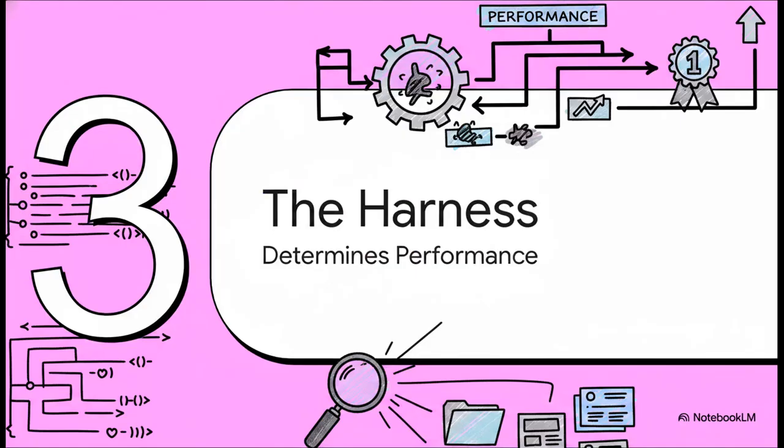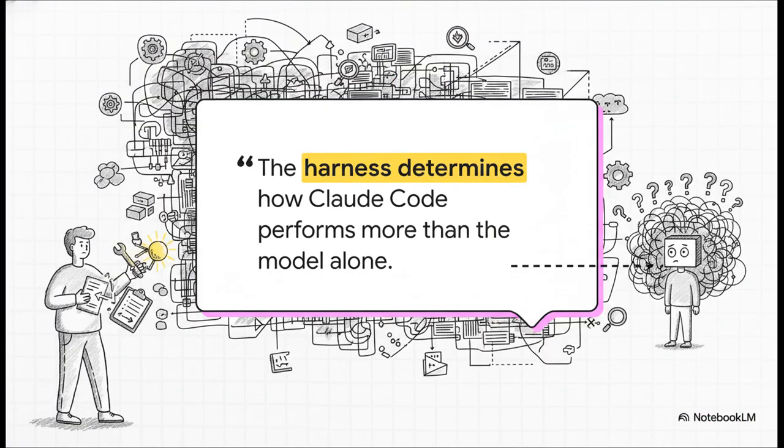Part 3, the harness determines performance. Because an agent is really only as good as the environment you put it in. There's this huge misconception out there that raw model benchmarks are everything. People obsess over the baseline reasoning power of the newest LLM. But out in the real enterprise world, the ecosystem you build around the model is your actual secret weapon.